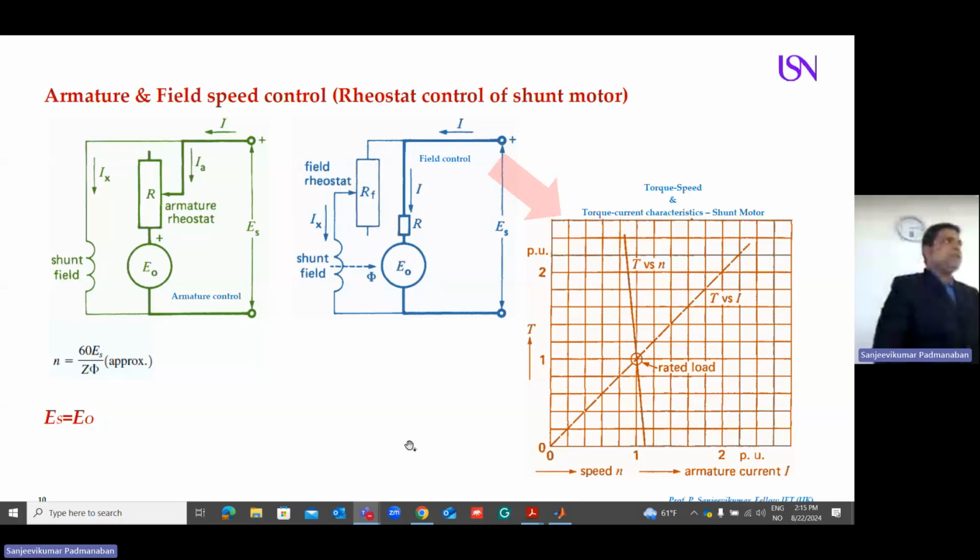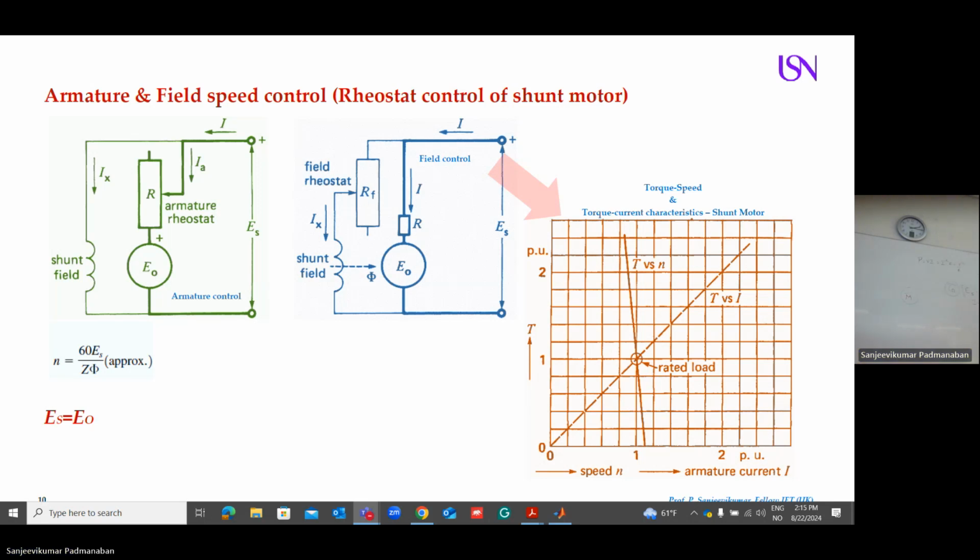We are going to discuss the speed control of your DC shunt machine. You know the meaning of shunt. You have a shunt winding, and a rotating winding, which is called the armature. They are in parallel. If you want to control the speed of a DC machine which is shunt in nature, there are two possibilities. You can put a variable rheostat here, then you connect the power.